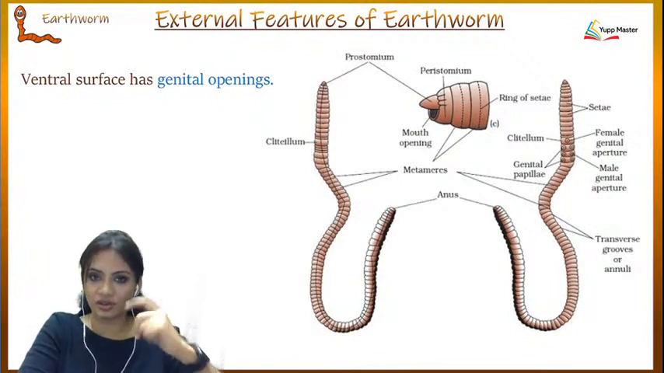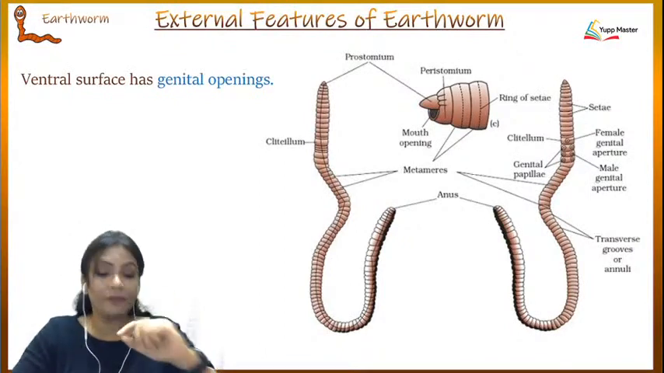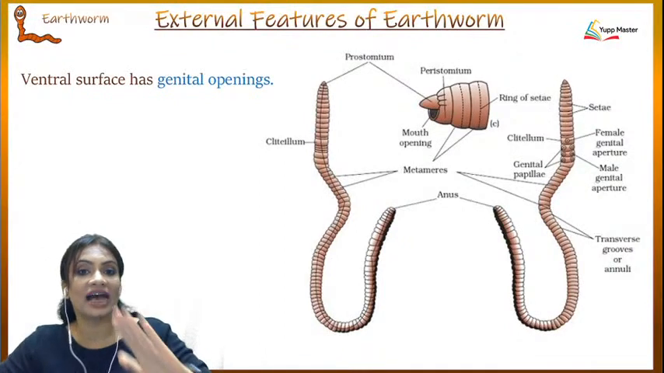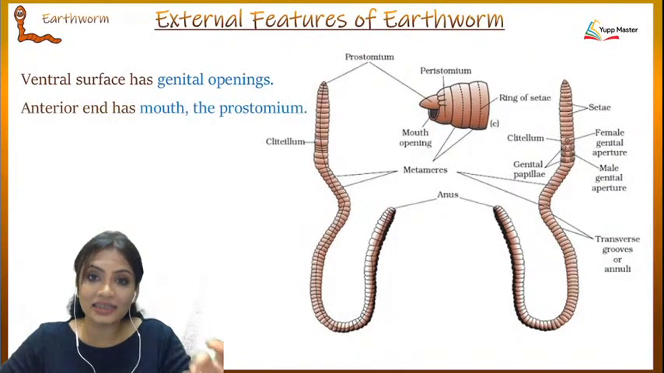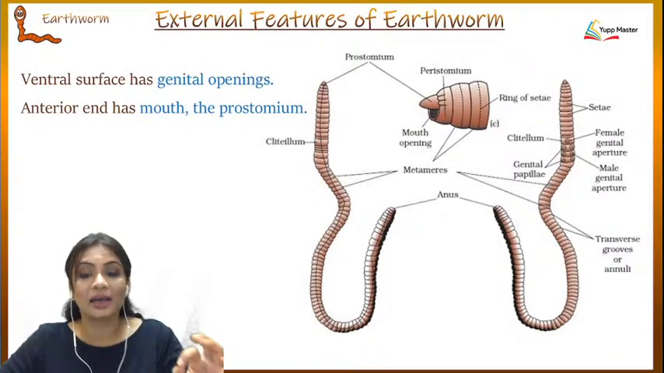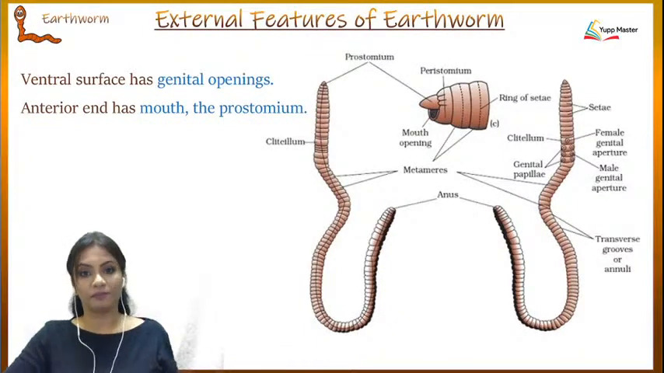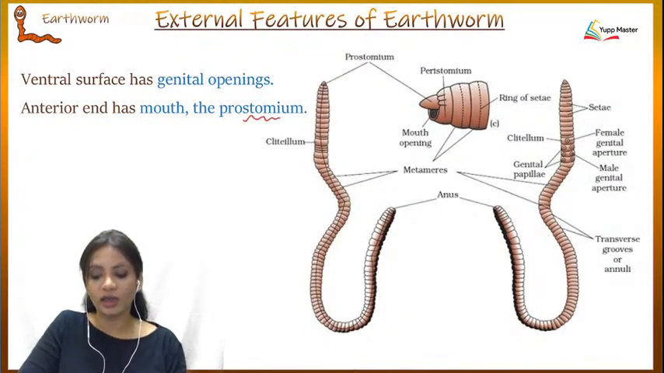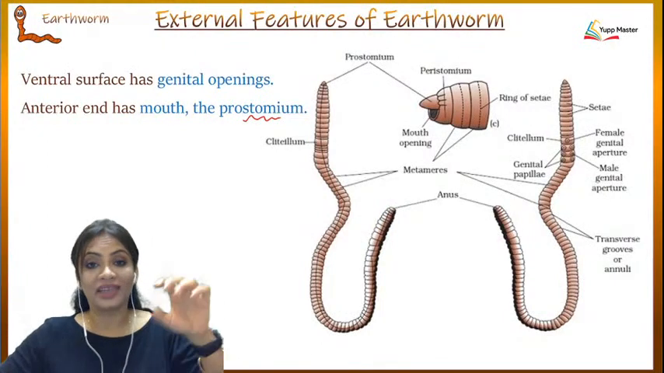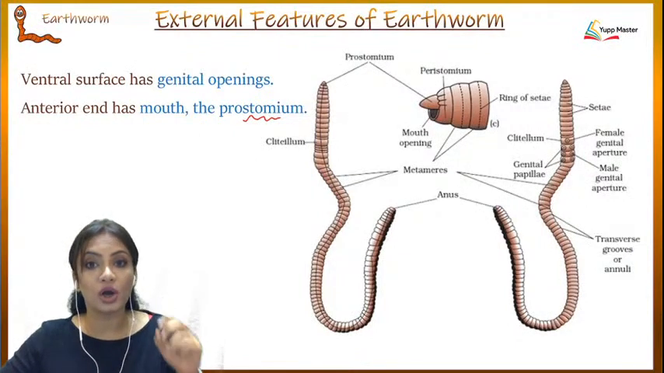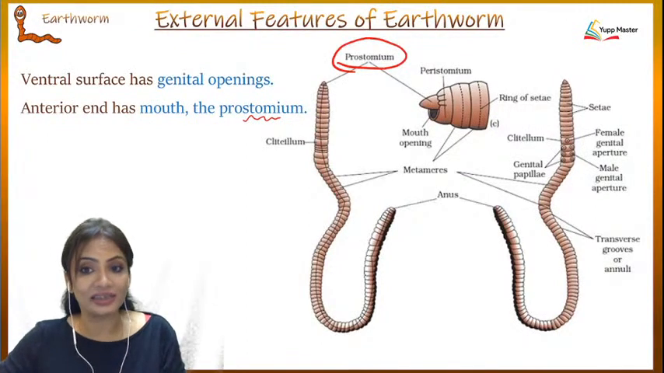Now the question is, the genital openings, where are they exactly located? The ventral surface is the one which is having the genital openings, both male and female. The anterior end of this earthworm has a mouth, and the mouth here is called the prostomium. Now you know that the word stoma indicates opening, and the opening here is that of the mouth. So the anterior end is having a mouth called the prostomium. Can you see over here? The prostomium. Okay, that is the anterior end.